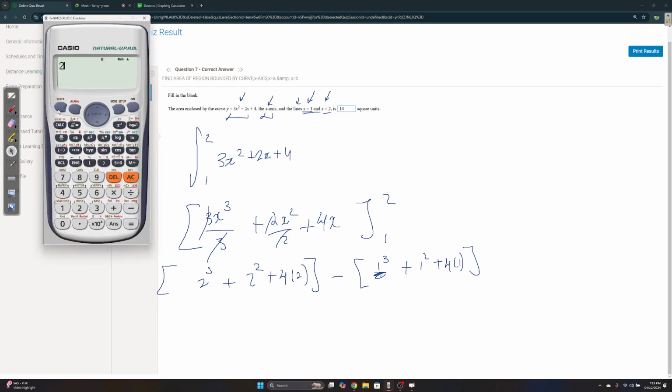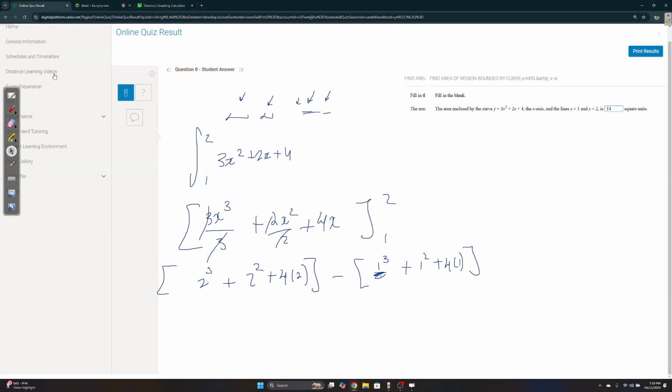Okay, let's see. 2 cubed plus 2 squared plus 8, because 4 times 2 is 8, minus 1 plus 1 plus 4. You get 14. Question 8.